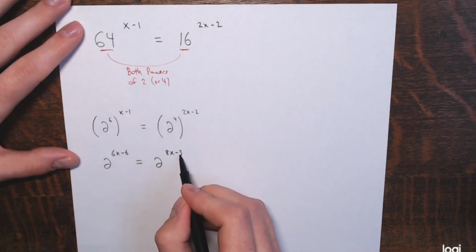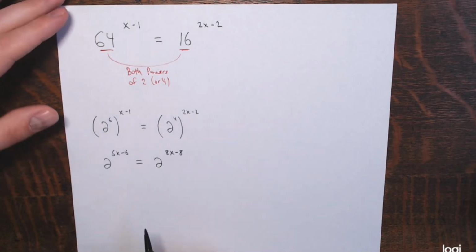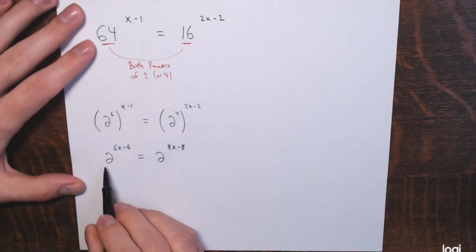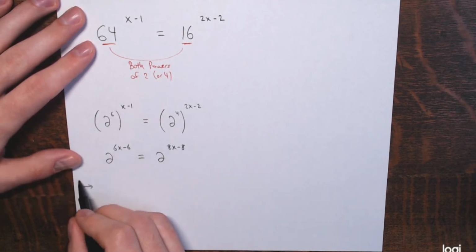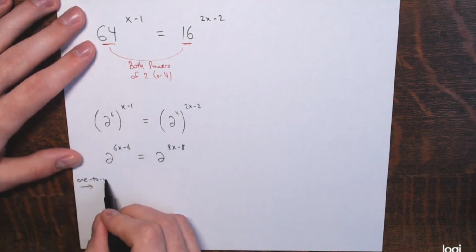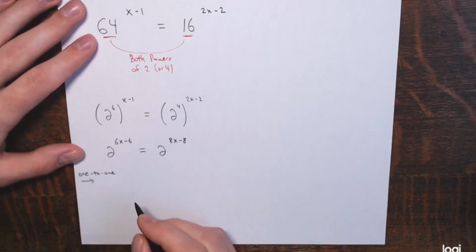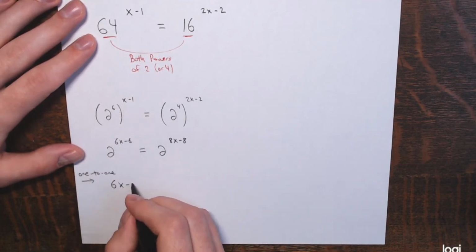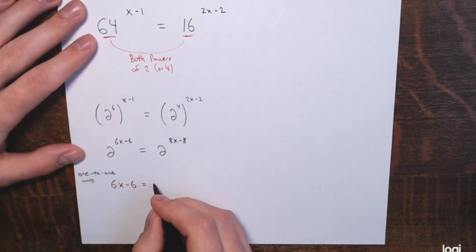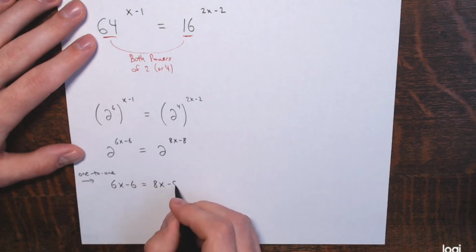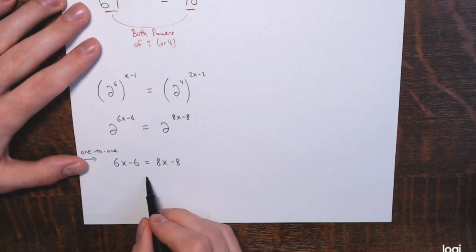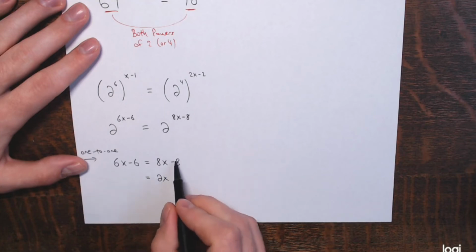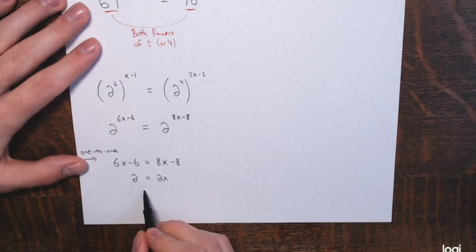All right. And now I can use that one-to-one property. Now I have it set up where both sides have the same base to some power. So by that one-to-one property, I'll just write 1 to 1 here. The powers must be the same. 6x minus 6 must be equal to 8x minus 8. And then if I subtract 6x, I'll have 2x on the right. If I add 8, I'll have 2 on the left. And then x must be equal to 1.